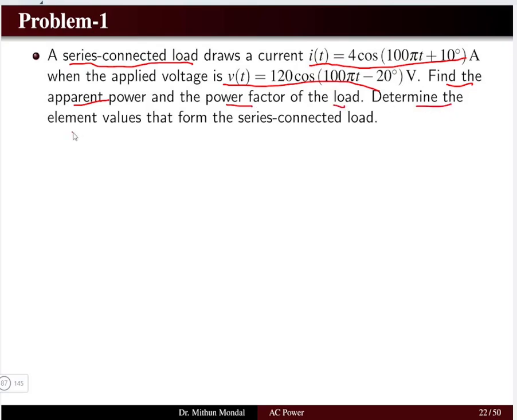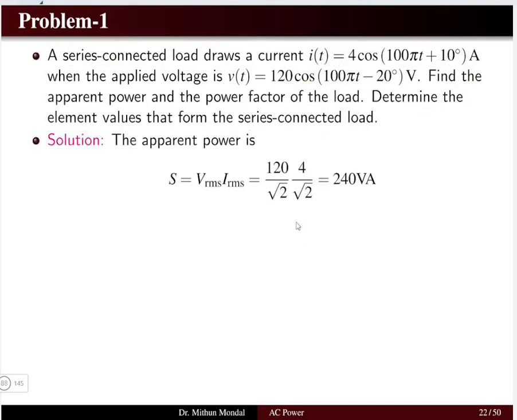Determine the element values, because here it is said that it is a series connected load, but what type of element it is, is not given. Whether it is a capacitor, inductor or a resistor is not given. So you have to determine what element is forming the series connected load. So we have been given the current and the voltage as instantaneous values.